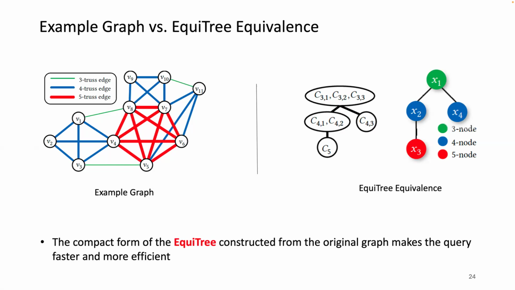Okay. So first of all, we can see that V1, V2, V3, V4 are a 4-truss edge, right? And also we can see V7, V8, V9, V10, and in fact, all of these are also a 4-truss edge, right?